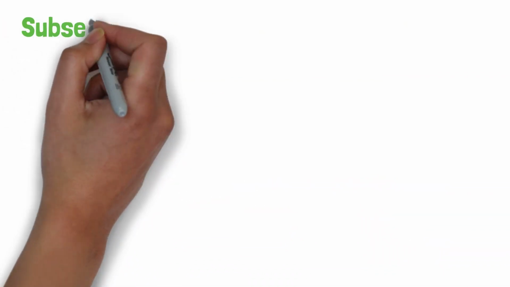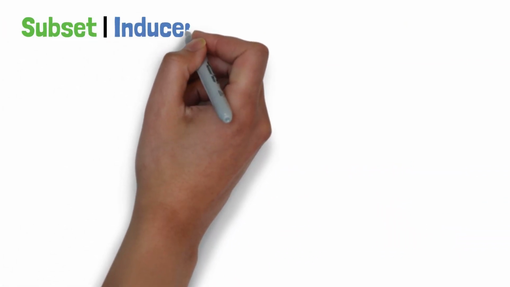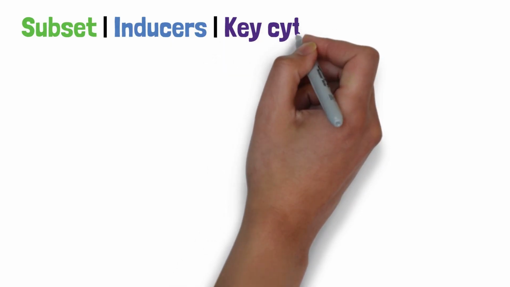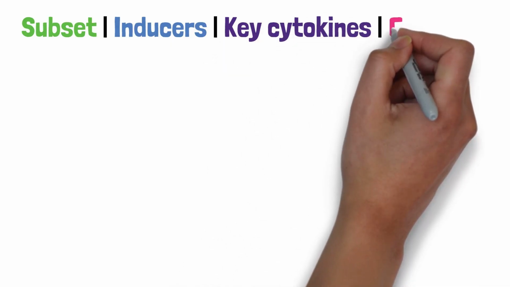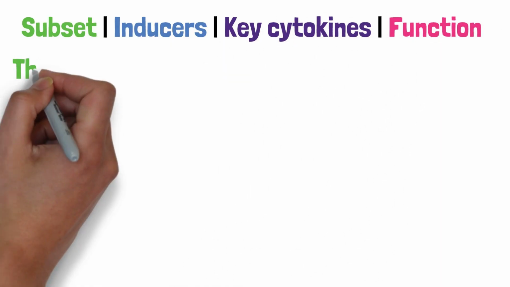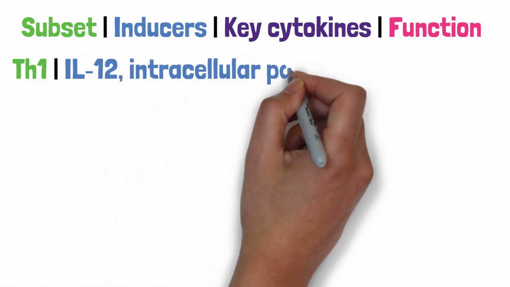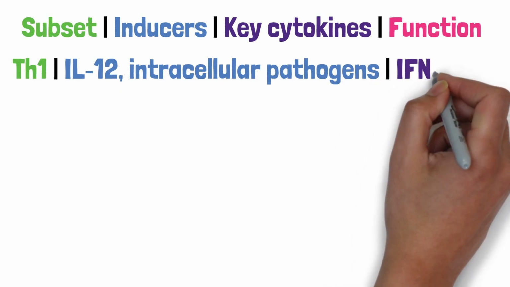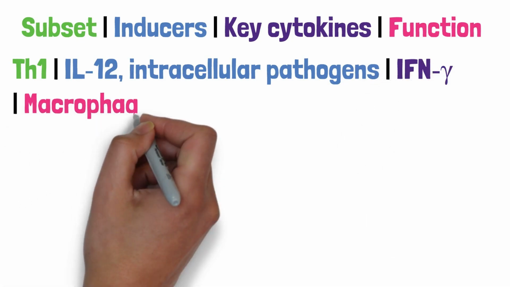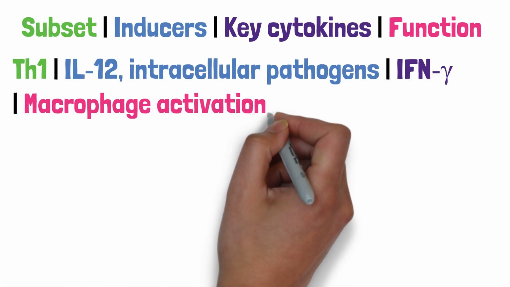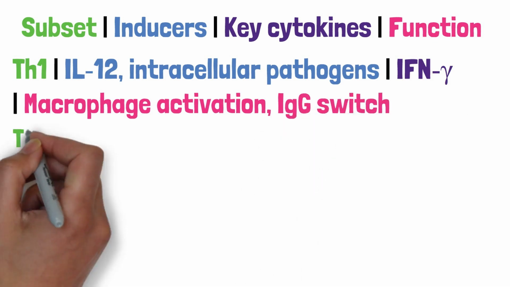Once a T cell is fully activated, its next job, if it's a CD4 helper, is deciding which of three main personalities it's going to take on. Th1 cells are induced by IL-12 in response to intracellular pathogens. They pump out IFN gamma, and that cytokine both activates macrophages and drives IgG class switching.